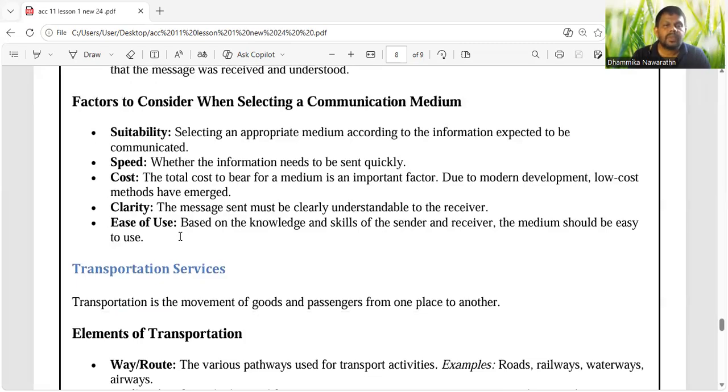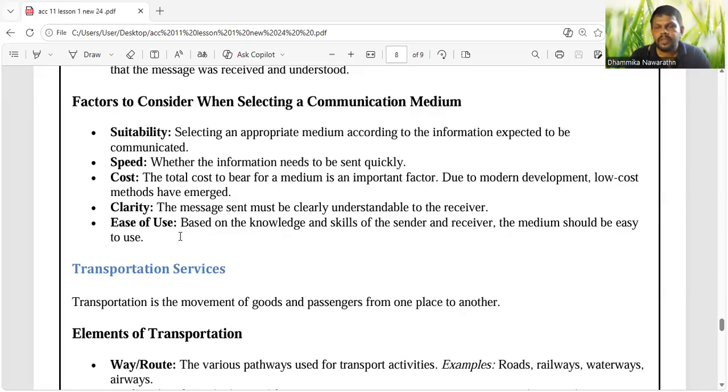Factors to consider when selecting a communication medium: suitability, speed, cost, clarity, and ease of use. You are not kids below 5 years. I use this method because kids below 5 years cannot use these electronic methods. But you are available with these instruments, so we can use this method for you.